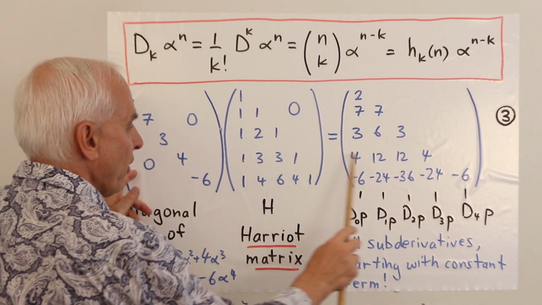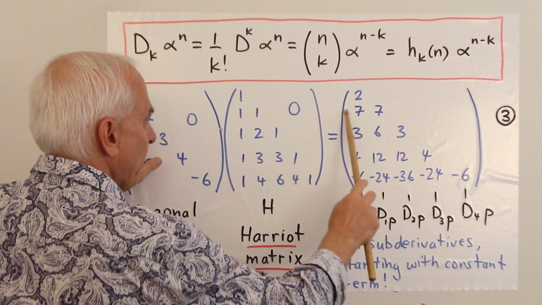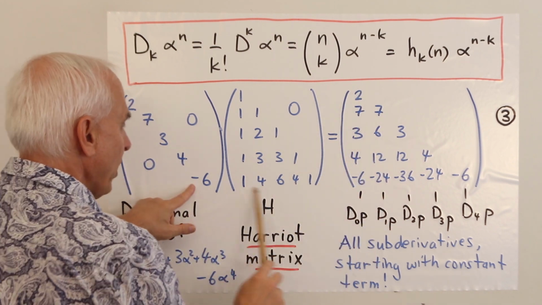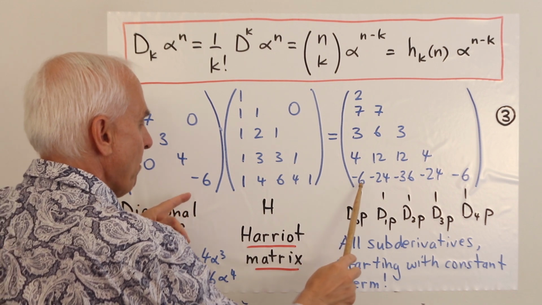Similarly, this entire row gets multiplied by 4. This one here gets multiplied by 7. This one gets multiplied by 2. And this one here gets multiplied by -6.